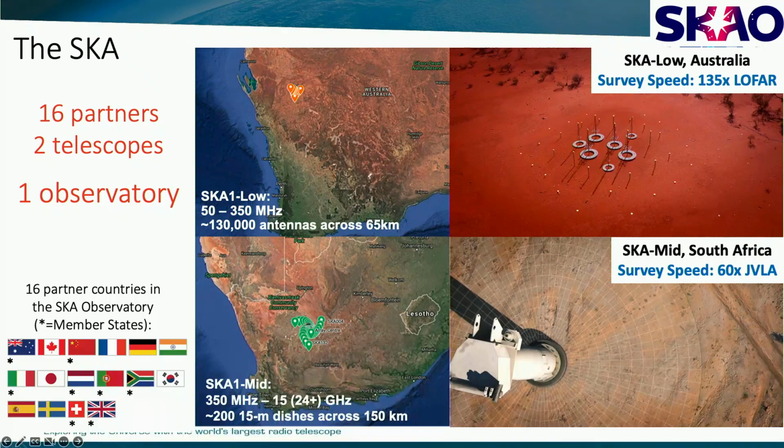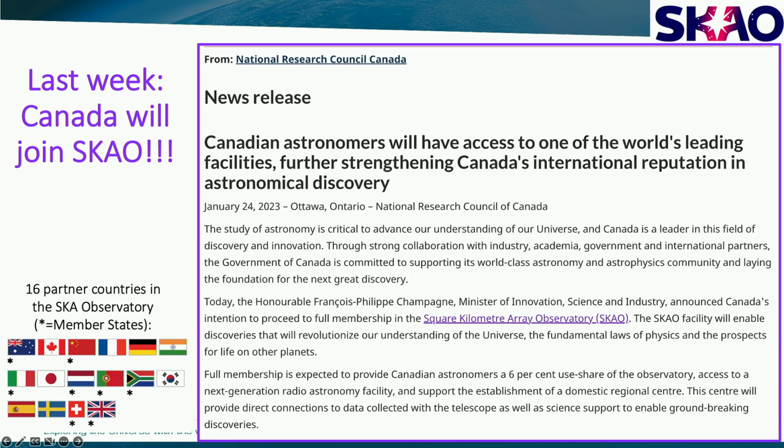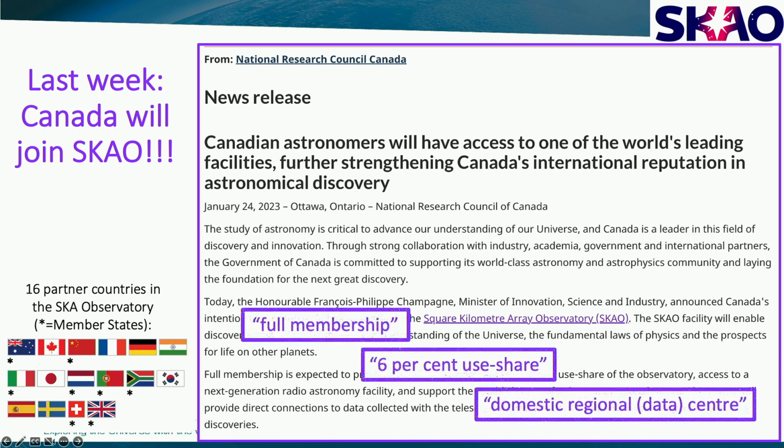And the big news last week is that Canada has announced its intention to pursue full membership in the SKA Observatory. This is a press release from the National Research Council and from ISED, and they tend to be a little bit cryptic. You only know what they've announced if you know the keywords to look for, so let me illuminate you. Keyword number 1, full membership. That means that Canada will pursue membership in an intergovernmental organization. It's going to sign a treaty with other countries in order to do science. Our government has never done that before. Keyword number 2, 6% use share. And unless you're a Canadian astronomer familiar with the long-range plan, you will not understand how exciting the number 6 is.